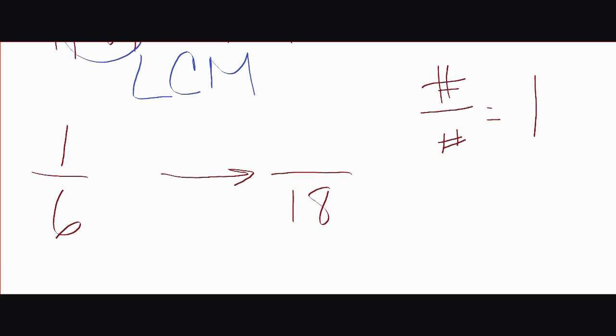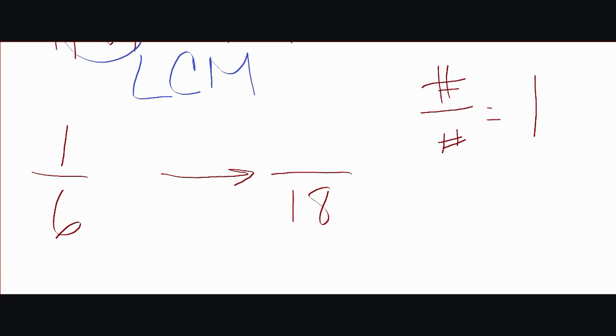1/6, I want to turn that into something over 18. How do I turn it into something over 18? We're going to use fraction multiplication. Specifically, we're going to multiply by a number over itself. Why? Because whenever I have a number over itself, it's equal to 1. So by multiplying by this really ugly form of 1, I'm not actually changing the value of the fraction. I'm just changing its appearance.